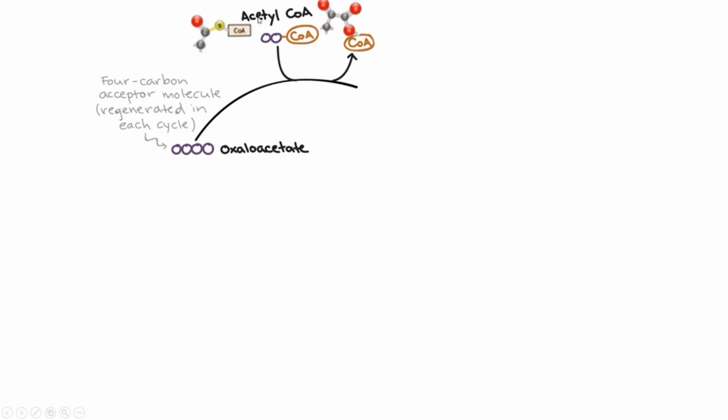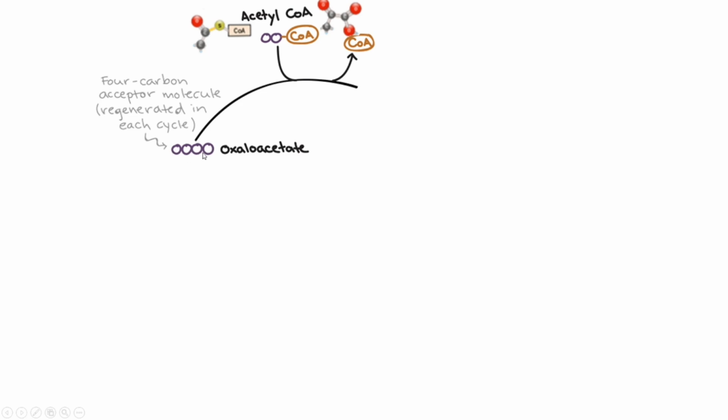So the very first step that we're going to see is that acetyl-CoA is going to combine with something called oxaloacetate, and this is a 4-carbon acceptor molecule. This was regenerated from the previous cycle of the Krebs cycle, so this came in from the previous cycle, but it's recycled every single time we do this Krebs cycle. So just remember this is going to be the starting step, but also the final step is making this oxaloacetate.